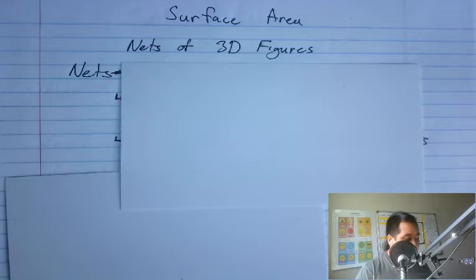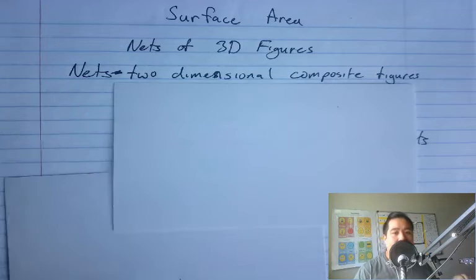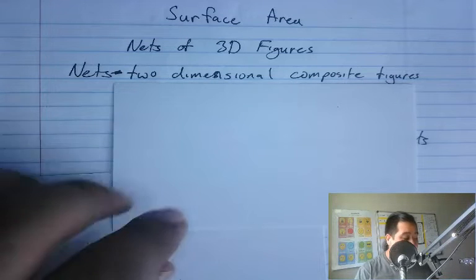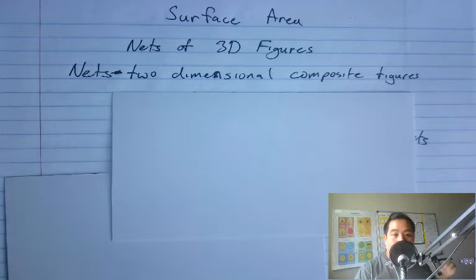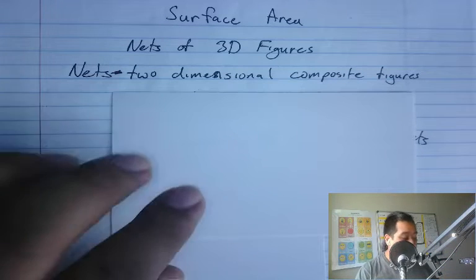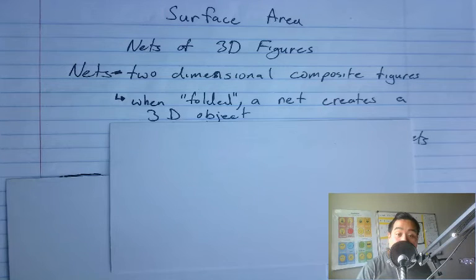What are nets? A net is a two-dimensional composite figure, and those composite figures connect all the faces of our 3D shape, but in a two-dimensional figure. So when folded, a net creates that 3D object. We're going to use all the different faces of our 3D shapes to create a net. Or if we already have a net, we can fold up, quote unquote, those different faces and make a 3D object.